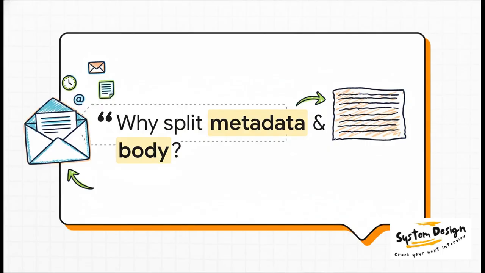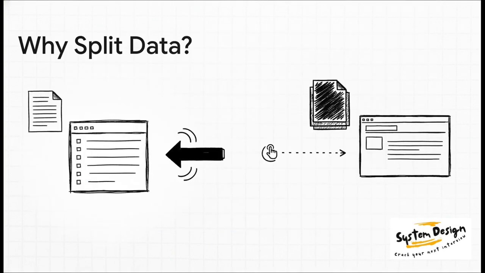So let me ask you this, just like an interviewer would. Why on earth would we split up an email's metadata, the sender, the subject line, the date, from the actual body of the email? Why separate them? And here's the brilliant answer. When you split the data, your inbox loads insanely fast. Why? Because all it's loading is that tiny, lightweight metadata, just a list of subjects and senders. We only go and fetch the heavy email body with all the text and images after you click on it. This is a classic trick for making systems feel super responsive.